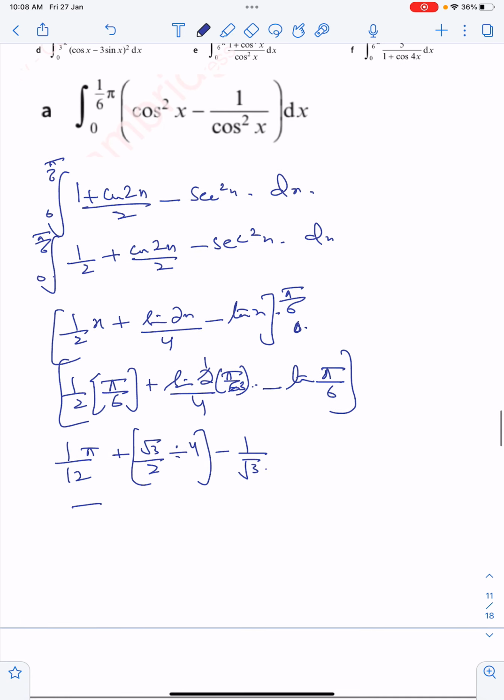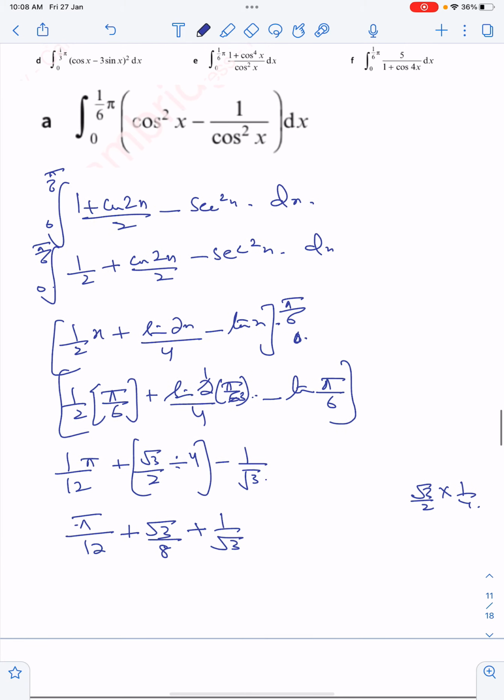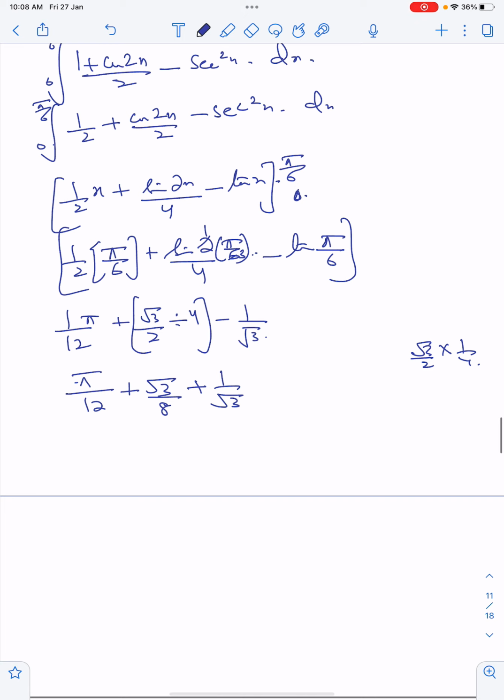Okay, so it's pi by 12 plus root 3 upon 2 multiplied by 1 upon 4, which is root 3 upon 8, plus 1 upon root 3. If you want, you can simply take out the LCM and solve it, or this 1 upon root 3 can also be written as 1 upon root 3 times root 3 upon root 3, which is root 3 upon 3. Okay, so I'm writing root 3 upon 3 here.